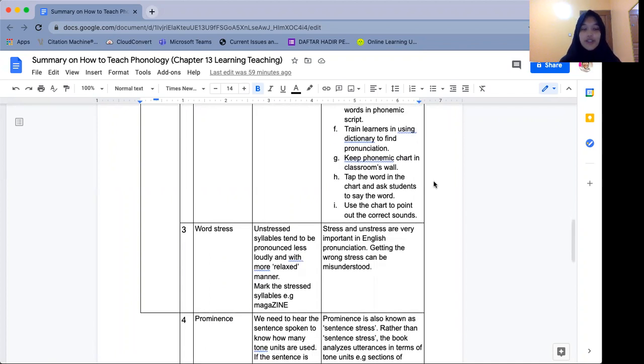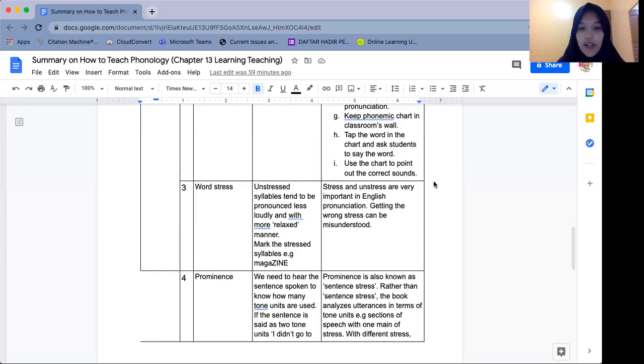Number 3 is word stress. The technique is that unstressed syllables tend to be pronounced less loudly and in a more relaxed manner. And we have to mark the stressed syllables, e.g., magazine. The idea is that stressed and unstressed syllables are very important in English pronunciation. Getting the wrong stress can cause misunderstanding.